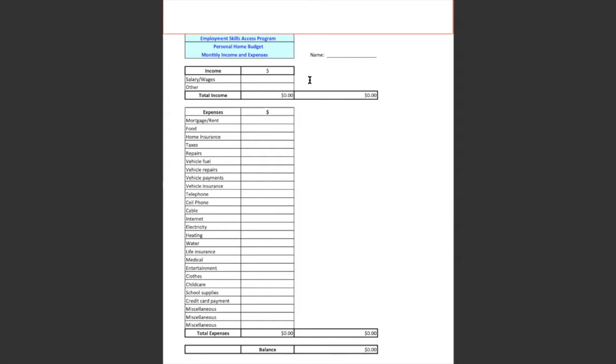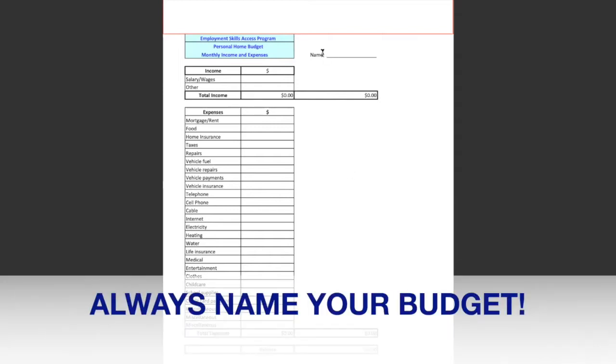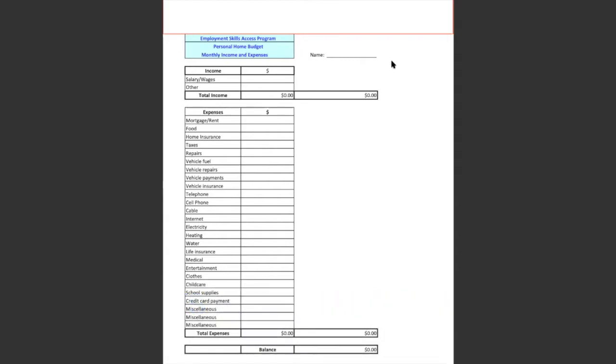And with this worksheet that I'm looking at, it says personal home budget, monthly income and expenses. You can use this for your monthly budget, your daily budget, or your weekly budget. And also make sure to name your budget. It can be January 1, week 1, January 7 or 8, week 2. Whatever you think is feasible or reasonable to you, go ahead and name your budget.